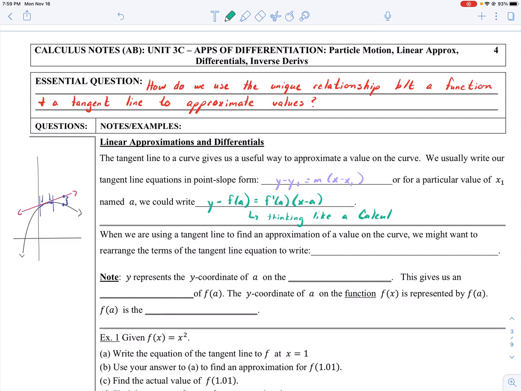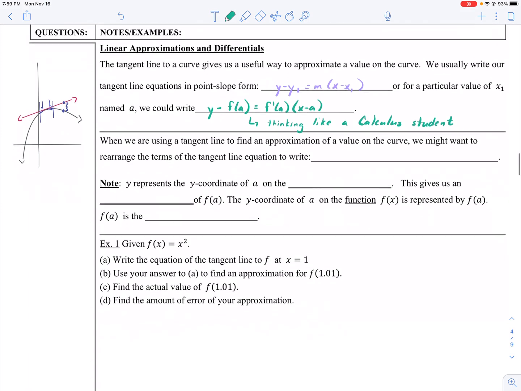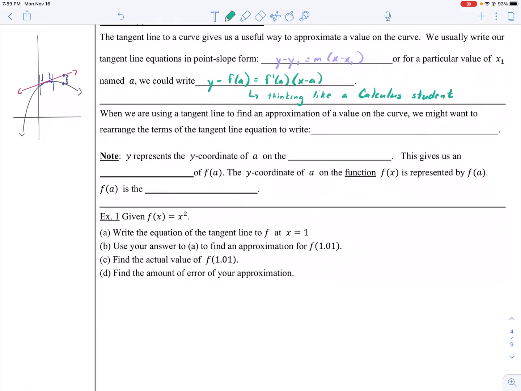Recognizing the connection between this point slope form that you've worked with since algebra and now connecting it to the calculus that we've done. When we're using a tangent line to find an approximation, we might want to rewrite the order of this. So this is the equation that I'm going to be referencing, but this is the value that I'm actually going to be trying to find. So I'm going to move this f of a over. We're going to say y is equal to f of a plus f prime of a times x minus a. That's just a little algebraic rearranging.